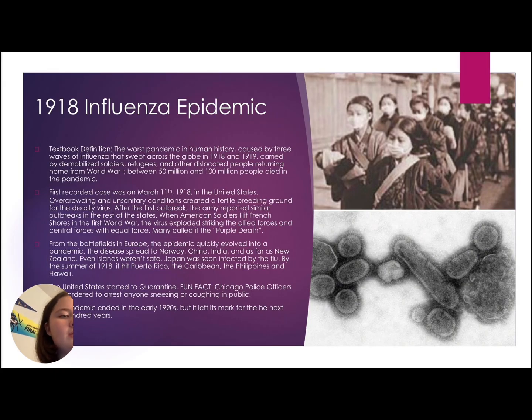Overcrowded and unsanitary conditions created a fertile breeding ground for the deadly virus. After the first outbreak, the Army reported similar outbreaks in the rest of the states. When American soldiers hit French shores in the First World War, the virus exploded, striking the Allied forces and Central forces with equal force. It's called the Purple Death. From the battlefields to Europe, it spread quickly into the other nations.